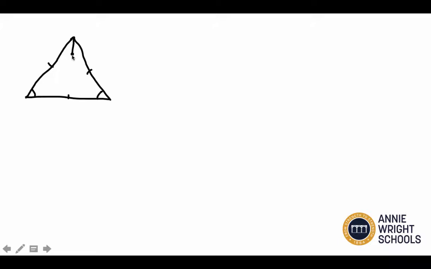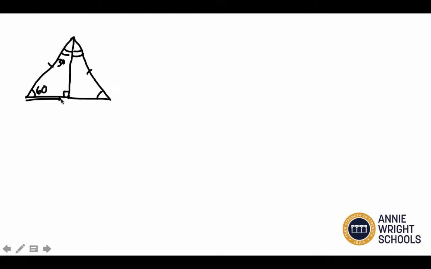So I'm going to drop an altitude here. It shouldn't be hard to prove that if I drop an altitude, I have a right angle here and a right angle here. I have a congruent side, I have a congruent angle, I have a congruent angle. So I've got angle, angle, side congruent to angle, angle, side. So these two triangles are congruent. So I know this angle here is congruent to this angle. So I know this is 30 and I know this is 60.